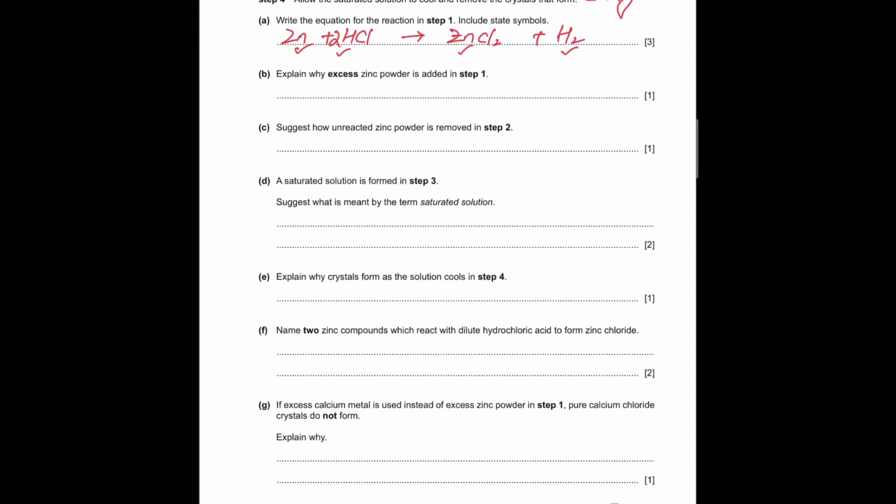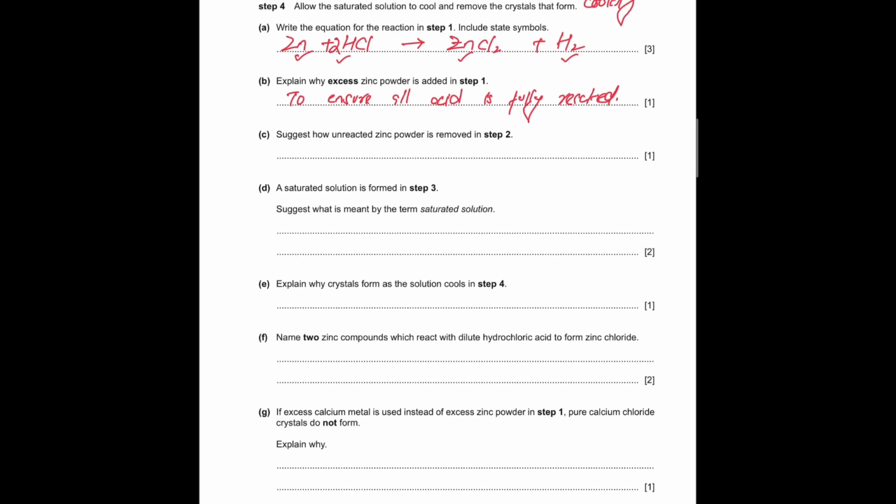Explain why excess zinc powder is added in step 1, to ensure all acid is fully reacted, because there is an acid. So we must use zinc powder in excess to ensure that all the acid is fully consumed.